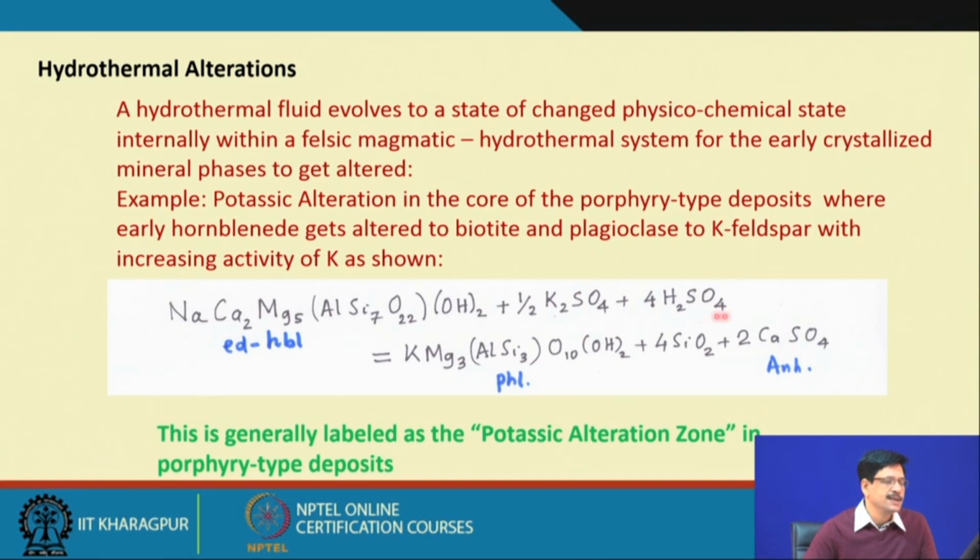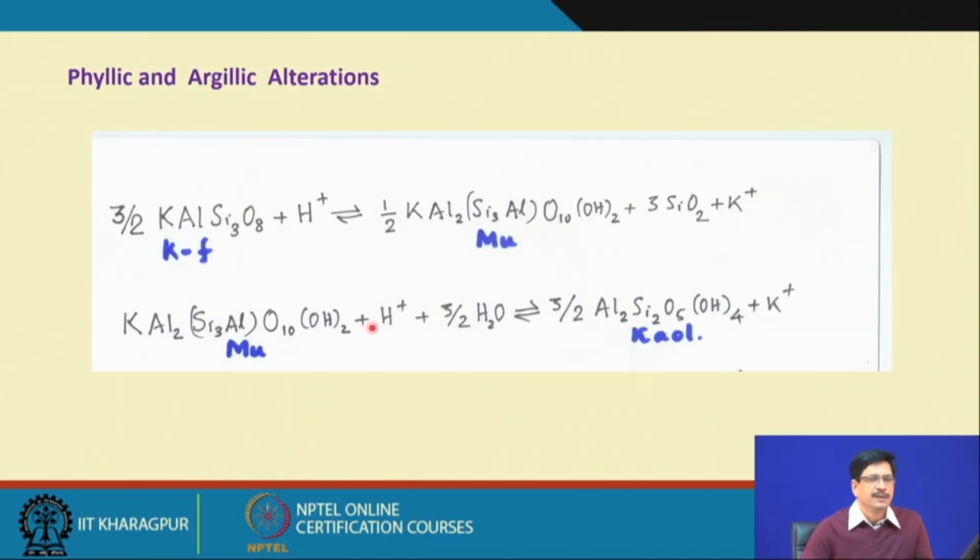So, the fluid essentially has to have a higher oxidation state at the beginning, so that most of these important metals like copper, molybdenum or gold will get partitioned into the vapor phase efficiently, so that the deposit will result. So, this is generally labeled the potassic alteration zone, which is at the core of the porphyry system.